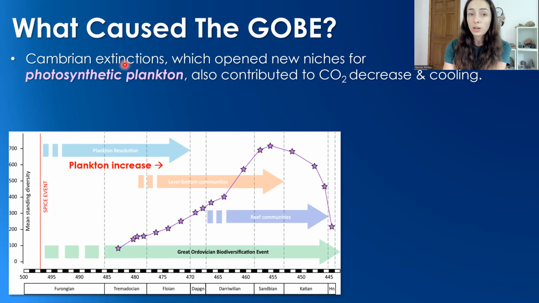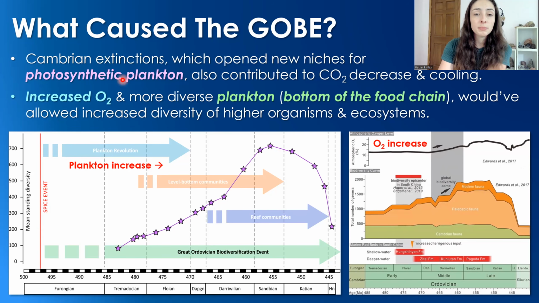Another potential cause or contribution could have been the Cambrian extinction events that I mentioned earlier. All those Cambrian extinctions opened up new niches for photosynthetic plankton, which had major diversification at the beginning of the GOBE. And these photosynthetic plankton not only decrease CO2 and contribute to cooling, but as they take up CO2, they produce oxygen. And that has also been seen to trend upward with the global diversification trend at the time. And there was a greater diversity of plankton.